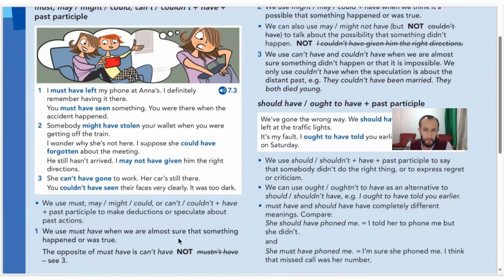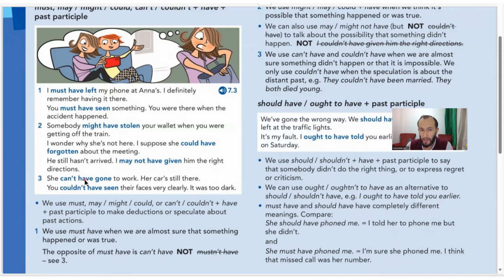Example, as you can see, we got examples here. Somebody might have stolen your wallet when you were getting off the train. I wonder why she's not here. I suppose she could have forgotten about the meeting. I'm not really sure, I'm just trying to guess. He still hasn't arrived. I may not have given him the right direction. You see? Or I might not have given him the right direction.